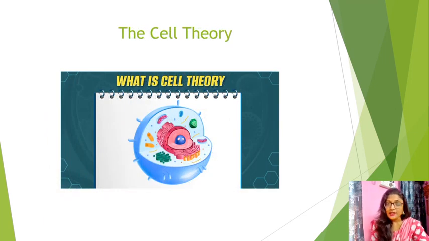Cell theory. Cell theory was proposed by two scientists, Schleiden in 1838 and Schwann in 1839. According to them, all plants and animals are composed of cells, and the cell is the structural and functional unit of life. Then this cell theory was further expanded by Virchow, and he included that all cells arise from pre-existing cells. These are the cell theory.